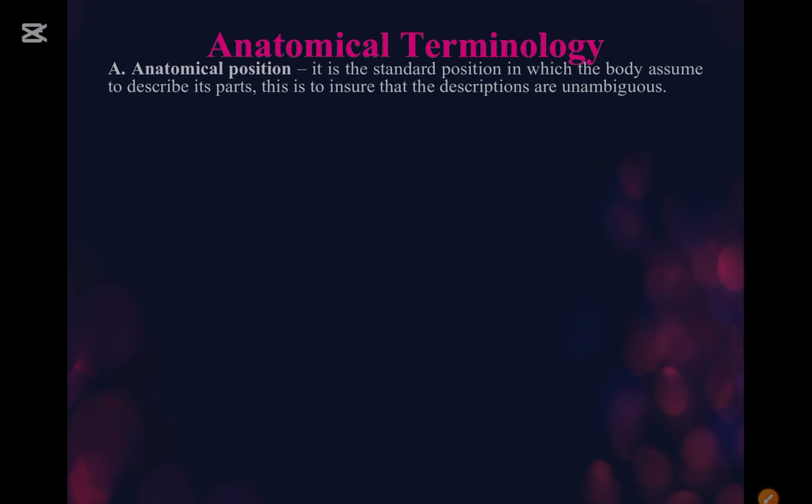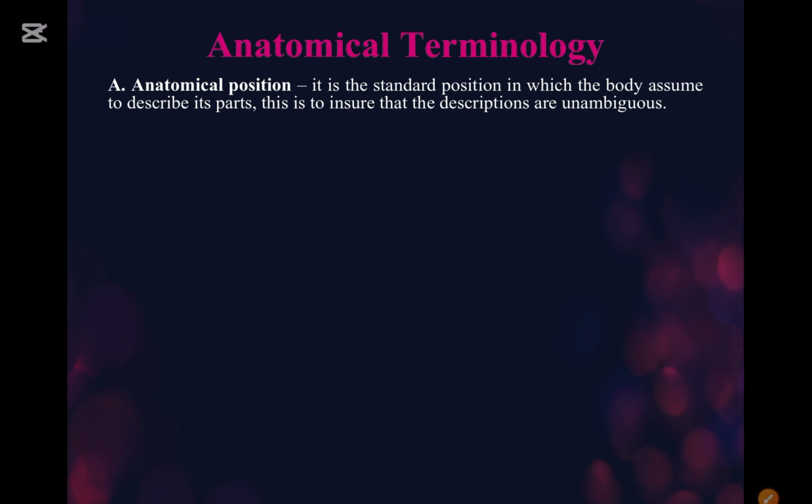Terminology. And at the end of these lectures, students are expected to describe the anatomical position, understand the meaning of anatomical position, apply anatomical position, and the rest. Now, first, what is anatomical position? It is the standard position in which the body assumes to describe its parts. This is to ensure that the descriptions are unambiguous.